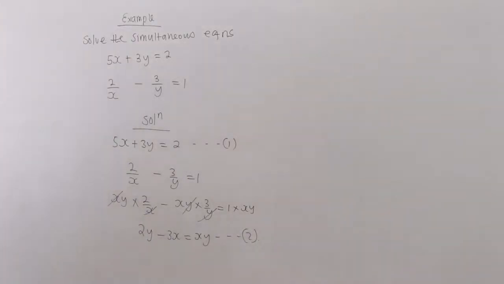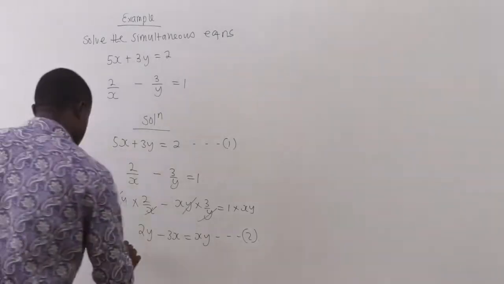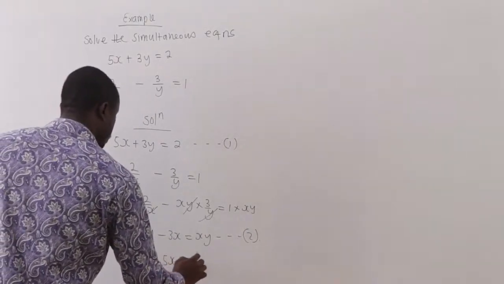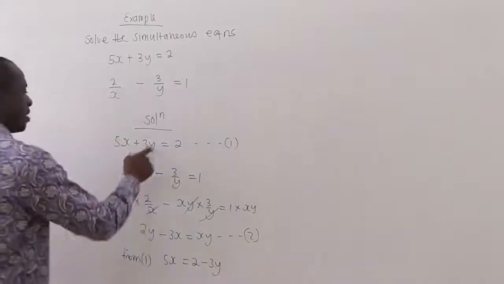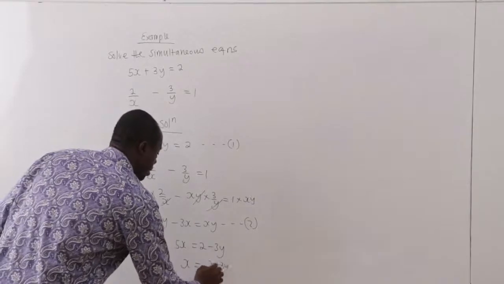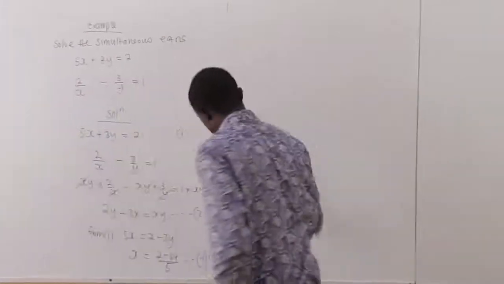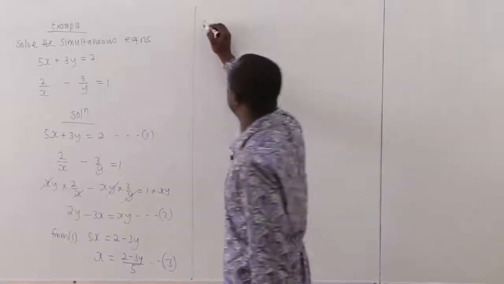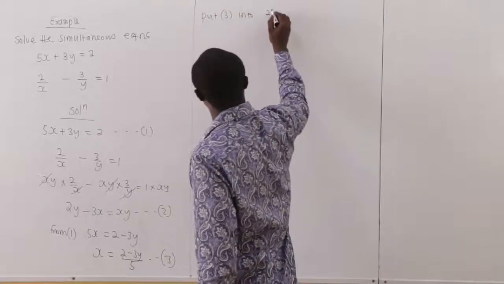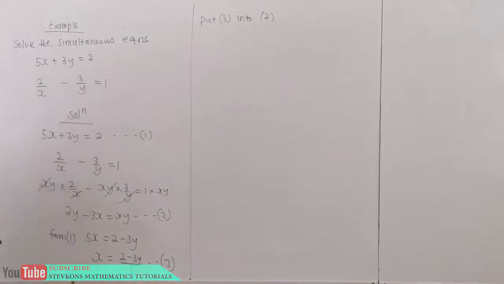Now let's make one variable the subject from 1. Let's make x the subject from 1. So from 1 we have 5x equal to 2 minus 3y, and making x the subject, that's 2 minus 3y over 5. Let's say this is equation 3. What do we do? We substitute 3 into 2, because the 3 is from 1, so into 2.